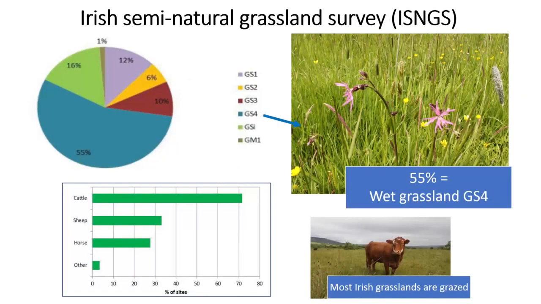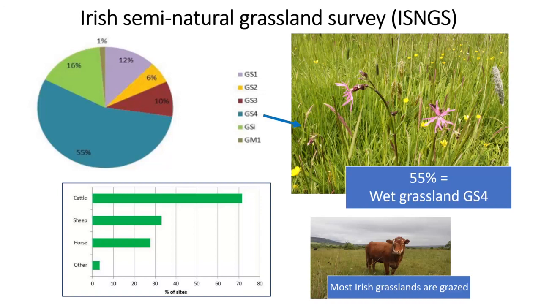Just to give you an insight into which of those grasslands you tend to expect to find more often, the Irish Semi-Natural Grassland Survey was carried out, I think, from 2007 to 2012, and that was a real attempt at trying to understand what type of grasslands we have in Ireland. Those semi-natural grasslands have lower levels of nutrient input and more extensive management.